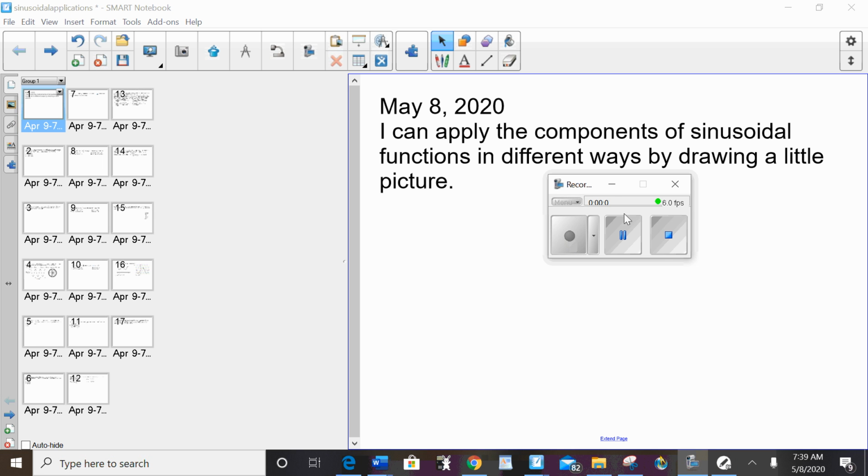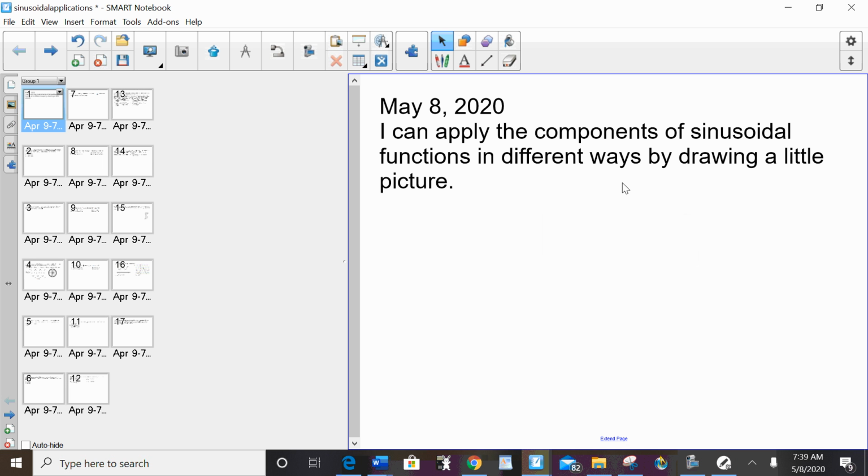Good morning. It is Friday, May 8th, and today I can apply the components of sinusoidal functions in different ways by drawing a little picture. So we're going to be using trig graphs to answer questions, but we're not going to actually be graphing them or writing the equations. We're going to be using the different components. And like the last lesson, the little picture is going to be a really big help to us. So that's what we're going to do.